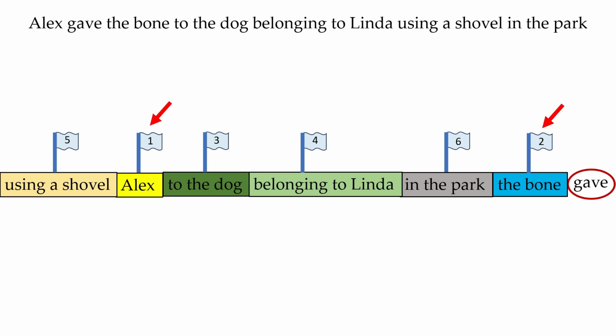Again, you have Alex, the bone, with the second one. The third one is to the dog. The fourth is belonging to Linda. The fifth is using a shovel, and 6 in the park. The order is pretty much irrelevant in this case because the words have little markers at the end of them that tell you what they do. And what are these markers?